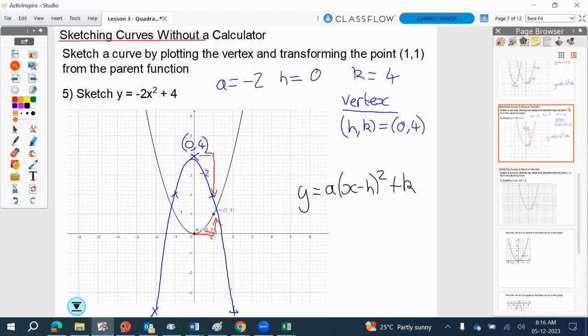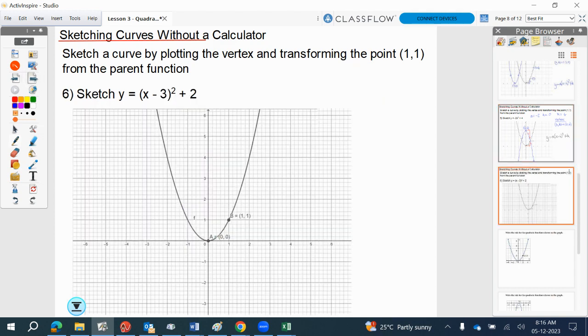Okay, last one of these. Write down what the values of a, h, and k are. If you can, have a go at sketching it yourself.